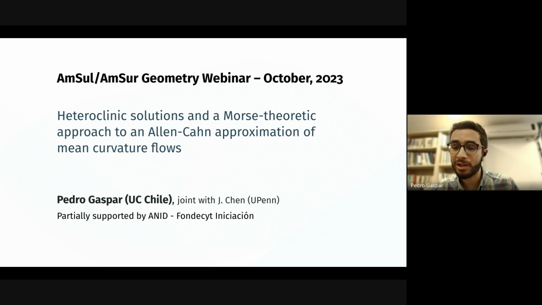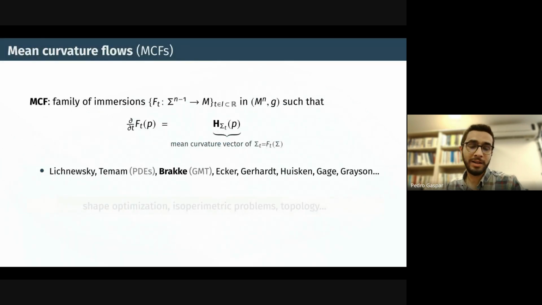But the idea is that we can use some basic results from Morse theory to understand a little bit about mean curvature flows. In particular, we would like to construct some special mean curvature flows with some interesting geometric properties using Morse-theoretic techniques for a special approximation of these geometric flows. So let me tell you a little bit about why we care about mean curvature flows, to motivate the problem a little bit.